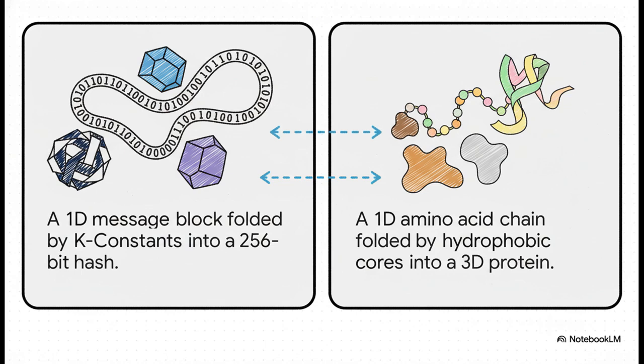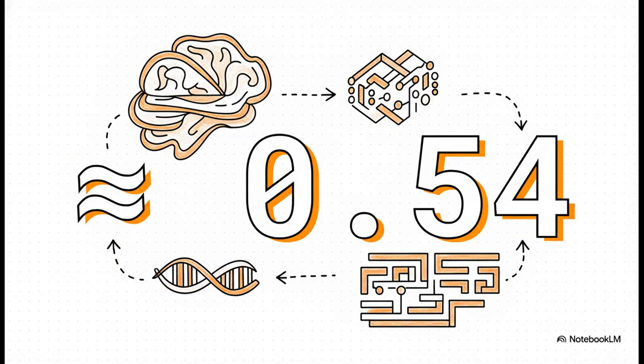It's uncanny. And get this, it's not just a qualitative thing. The theory claims both of these processes are governed by the same mathematical constant, a universal attractor ratio of about 0.54. This number is supposedly the geometric sweet spot for the most efficient and stable folding, whether that's happening in your computer or in your cells.